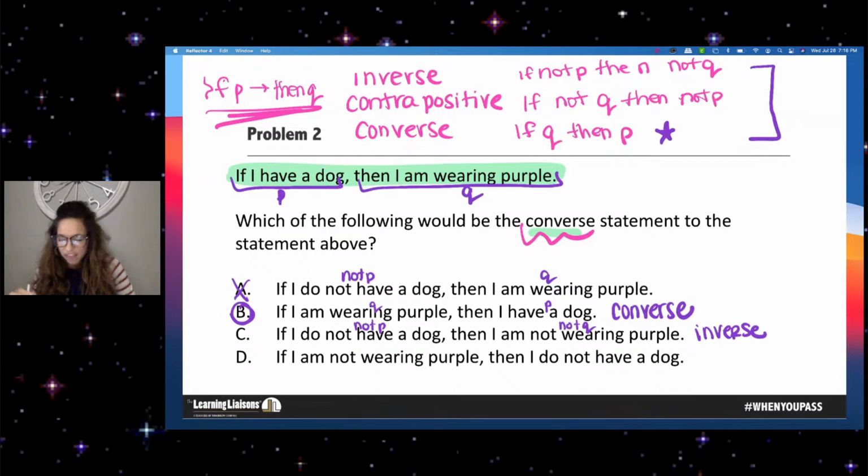High five. If I am not wearing purple, so not Q, then I do not have a dog, not P. What would that be? That would be our contrapositive. Excellent.